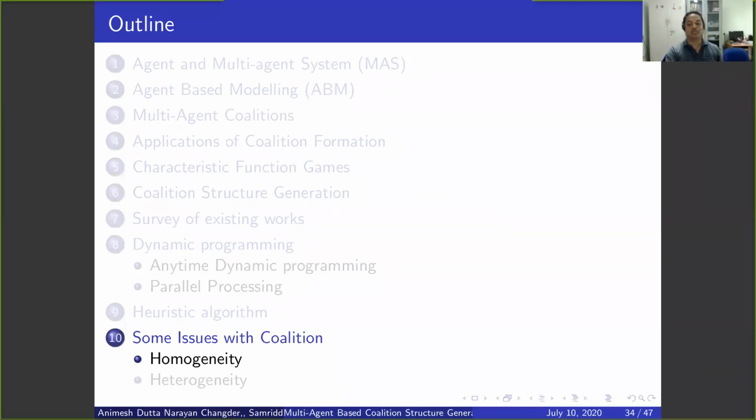Now, some issues with coalition structures. So far, whatever we discussed for coalition structures in multi-agent systems, we considered that all our agents are homogeneous, that means their properties and behavior are homogeneous. But in reality, agents can be heterogeneous as well, where the properties, requirements and constraints will be different from one agent to another.